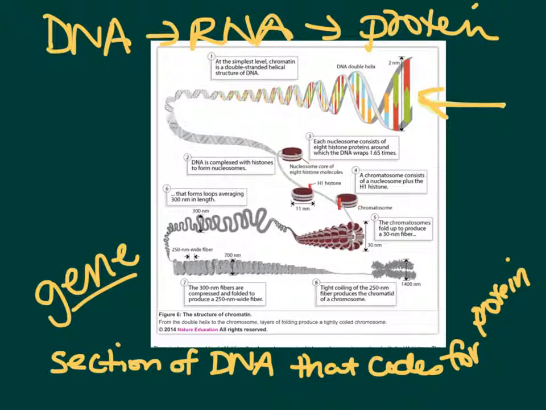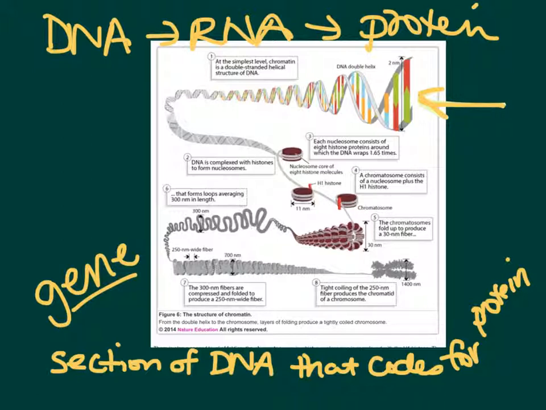Consider code more like a recipe. So every gene is a recipe to make one protein. Yeah, we'll go with that. Every gene is the recipe to make one protein. And I want you to see how that adds up to make a chromosome.